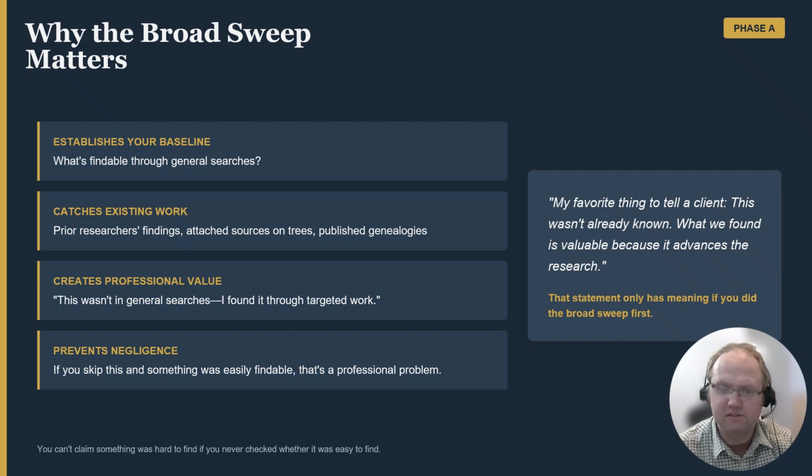What if the answers to your research question are easily found by doing top surface level work? Do you need to spend hours diving in deep when there was a clear, reliable, well-sourced answer already at your fingertips? The broad sweep establishes one's baseline.